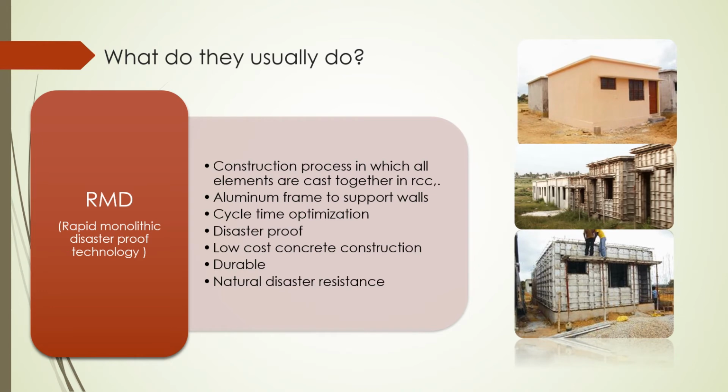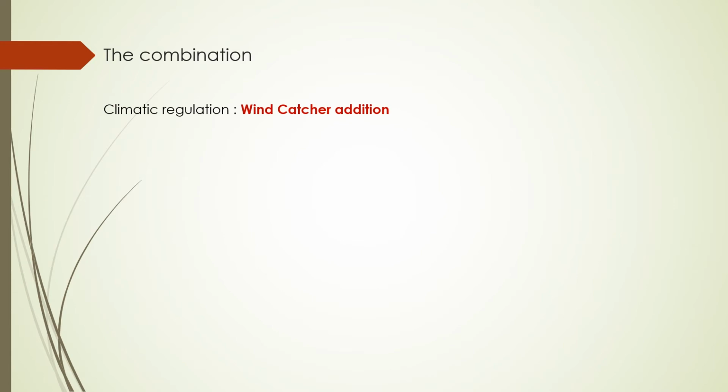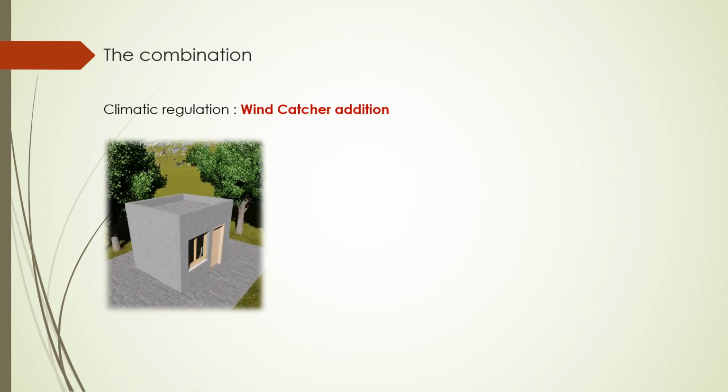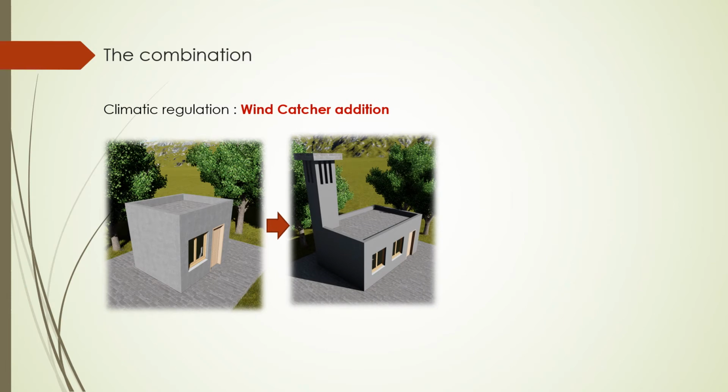This technique was used in India to build affordable houses in just 7 days after a natural disaster occurred in the region. Here goes the combination. By the addition of a wind catcher, each wind catcher is added to the unit within the same technologies, which means that this catcher should also be fabricated through RMD, the same strategy as the walls, by aluminum frameworks. Also, it is set according to the wind direction taken into consideration.